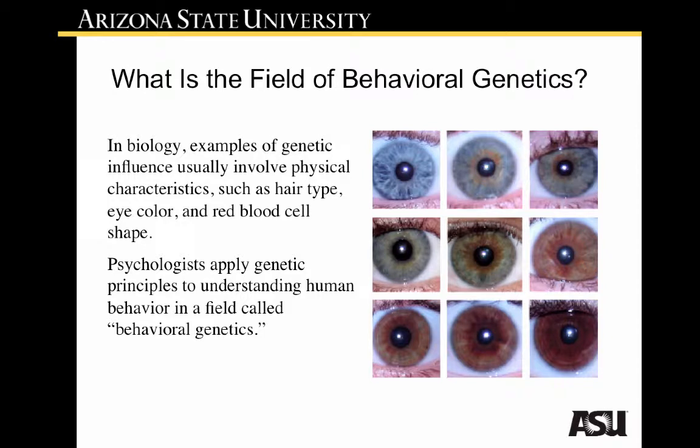In biology, examples of genetic influence usually involve physical characteristics like hair type, which we were just discussing, eye color, blood cells, etc. Psychologists take this a little bit further and apply that set of genetic principles to understanding human behavior, and we call this field behavioral genetics.